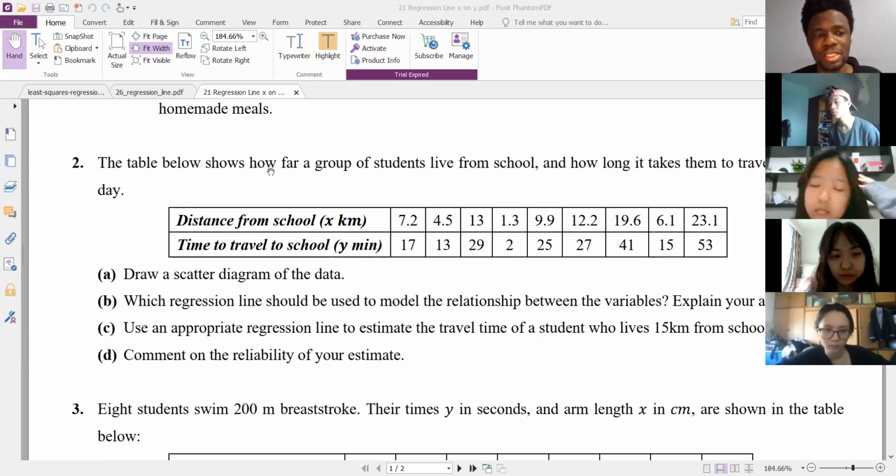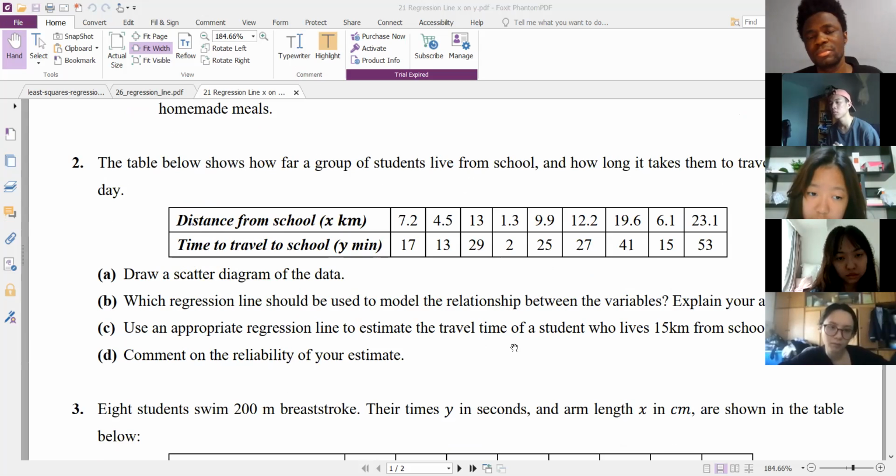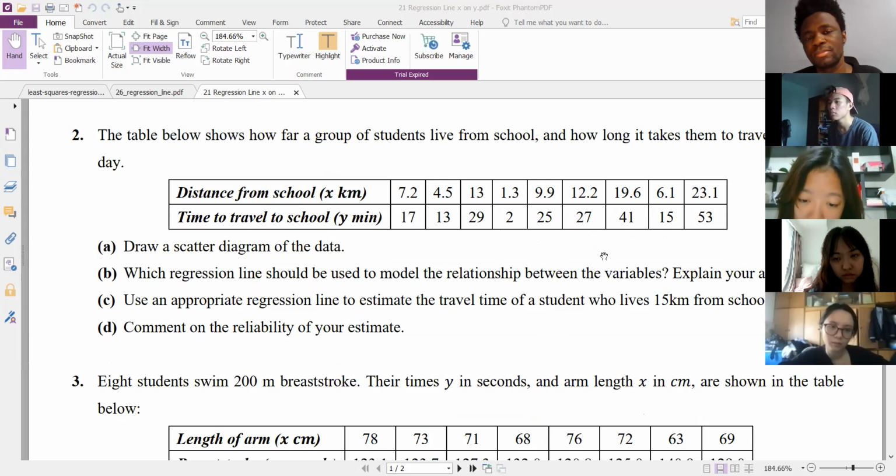Anyone? This is the table that shows how far a group of students live from school and how long it takes them to travel there each day. Distance from school and time to travel. Can anybody else reply? Not Ethan Cheng, because he's trying to reply again.